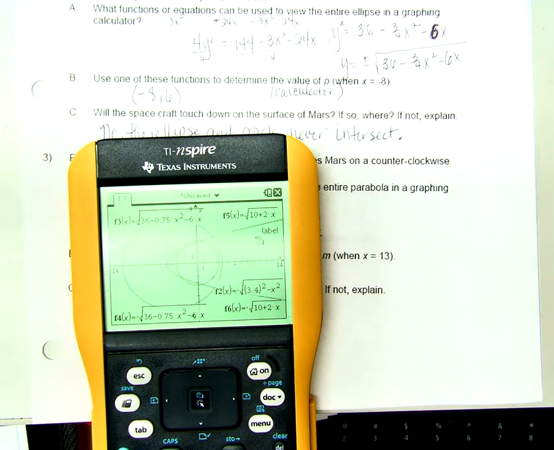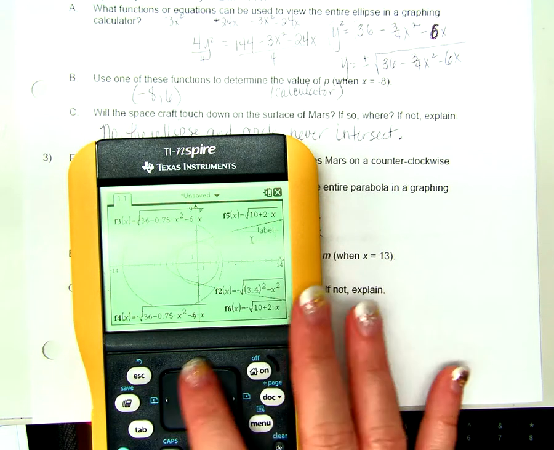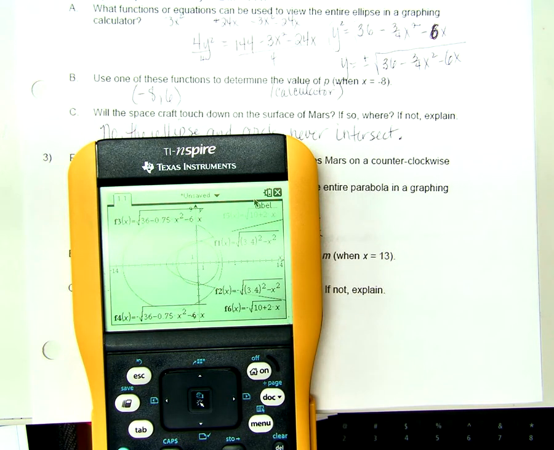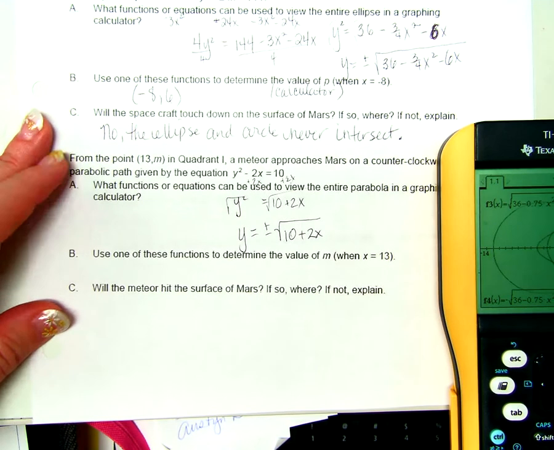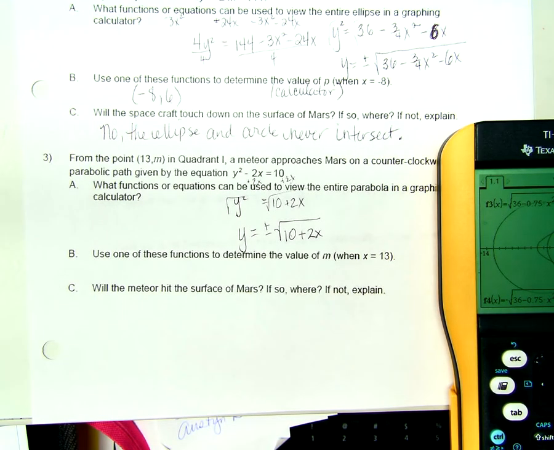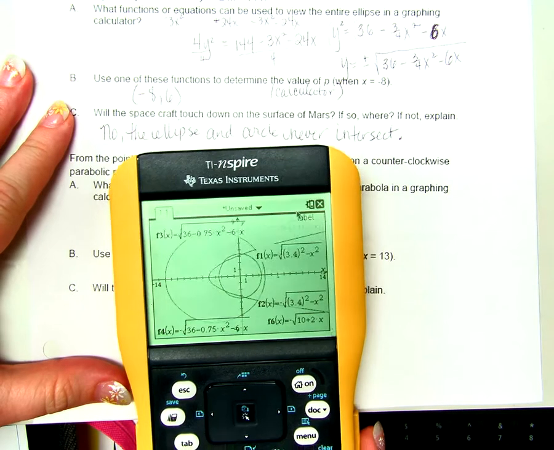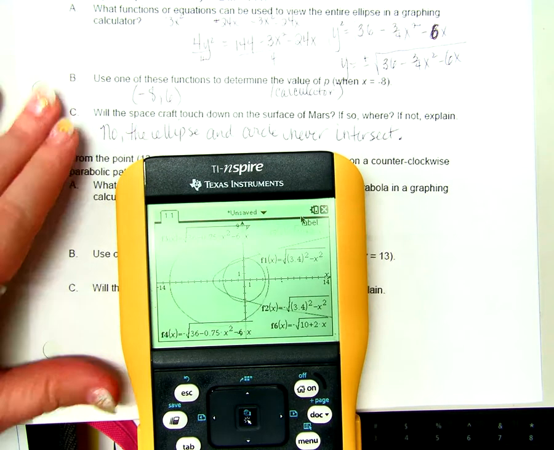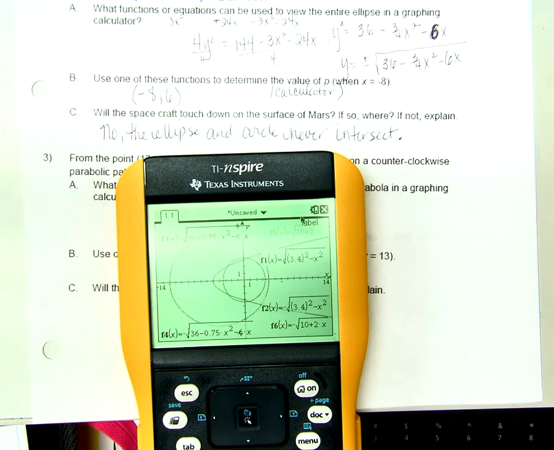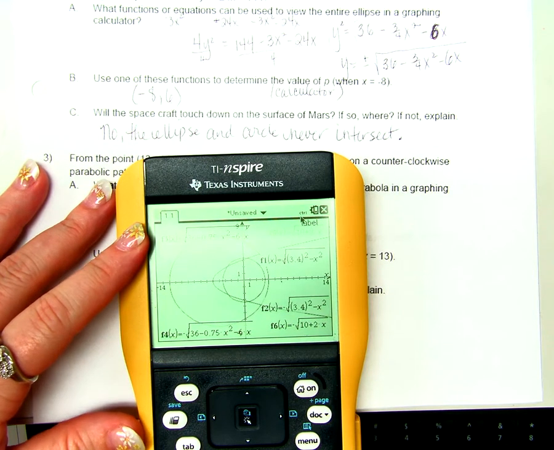Okay, is that a little bit better? A little bit easier to see? Okay. Use one of these functions to determine the value of m. So when x equals 13. What do you want to do? Oh, on the table. Okay. Control T. Which one are we looking for?